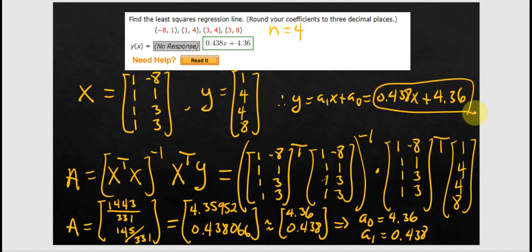Okay. And that's what they got as well too. Okay, good. Now one more. I like this next one.